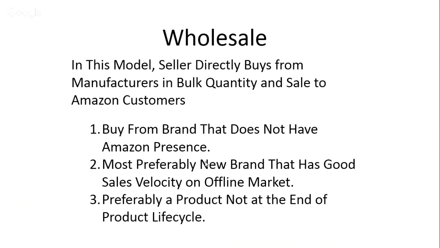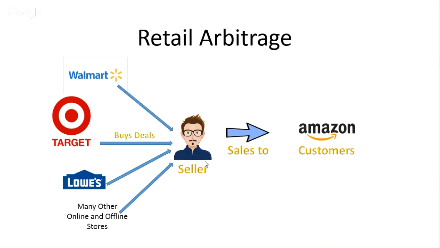The next model is retail arbitrage. In this model, the sellers usually go to different offline marketplaces or online ones and try to find deals, probably 50%, 70%, 90% discount deals. Those products would definitely be new products. They can also still go for used products and sell them as used on the Amazon platform. That is also possible.